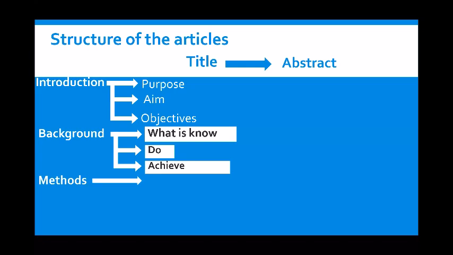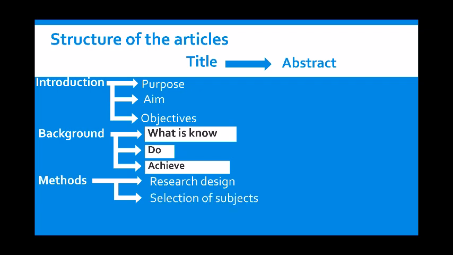And then we move to methodology, and it tells you the research design, because the design of the research is vital depending on the type of research. And it also tells you about the subjects, the patients, the people, the individuals that you're selecting if you're doing a human study. Also, it can be animals if you're doing an animal study.